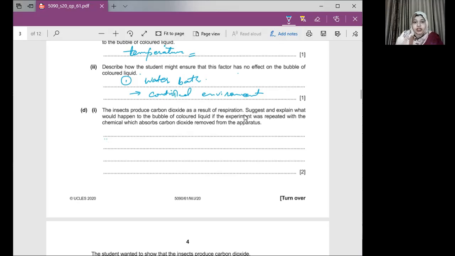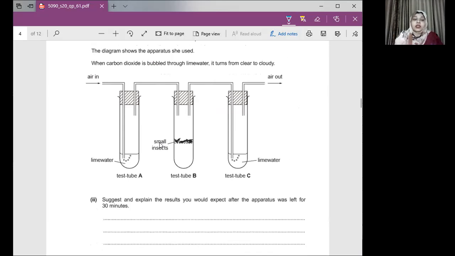And suggestion, it depends on you. Either you write that it is not moving at all, or you can write that a small movement is there, and the reason behind this is that the number of oxygen and carbon dioxide molecules are the same. So inside the test tube, the number of molecules remains the same. Now move to the other question.